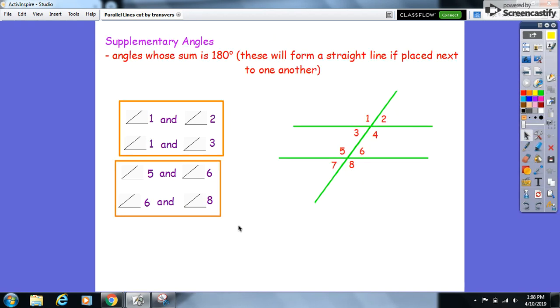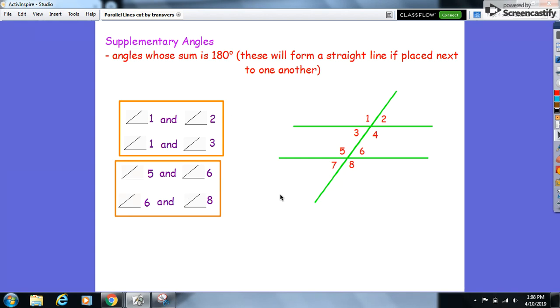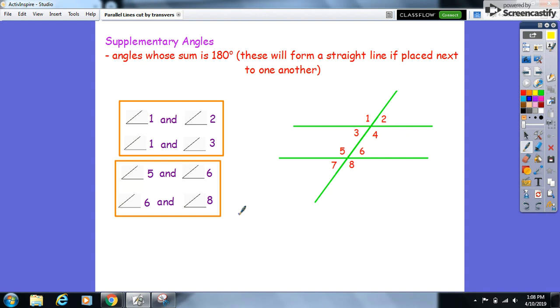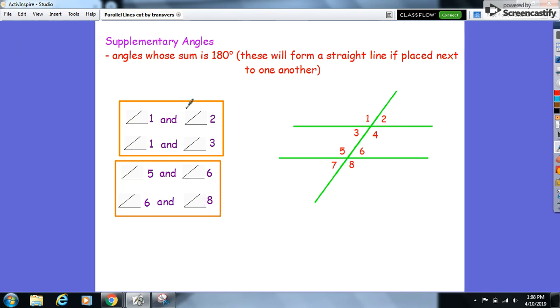The last set of angles I want to go over, this is something you probably learned already in 7th grade. However, we're touching on it again in 8th grade because it applies with this unit. We have what are called supplementary angles. Supplementary angles are angles whose sum, or when I add them up, I get 180 degrees. The cool thing is these angles will form a straight line if I put them together.